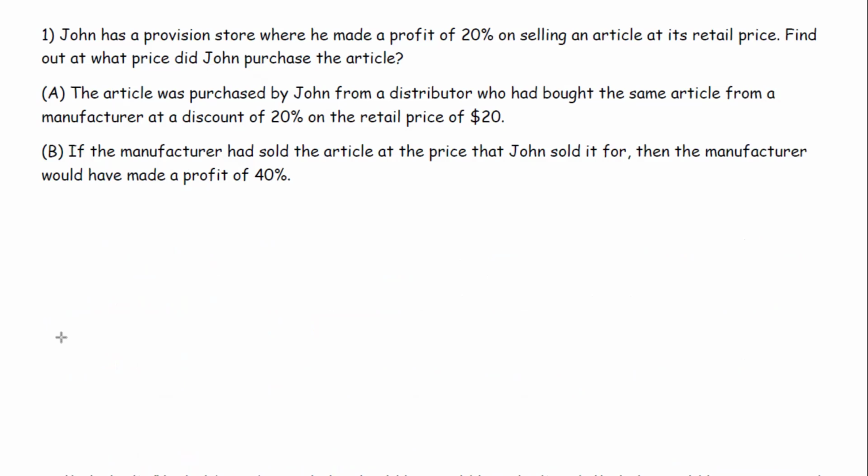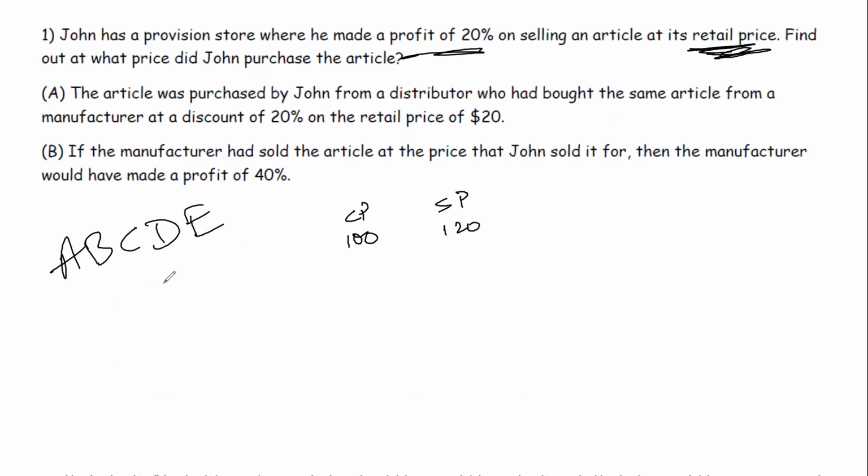John has a provision store where he made a profit of 20% on selling an article at its retail price. Find out at what price did John purchase the article. A very basic question. Cost price of John is what we need to find out. His selling price is 120. Like if I assume it's 100, then selling price is 120, profit of 20%. And he sold it at its retail price. So we need to figure out the retail price.